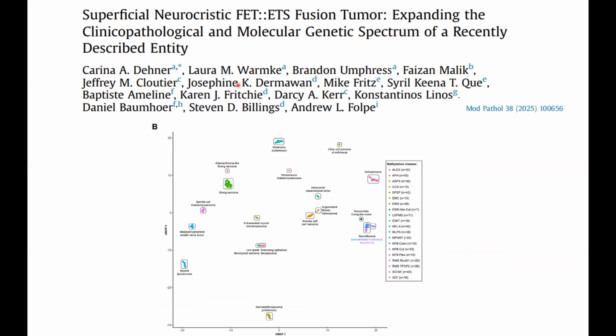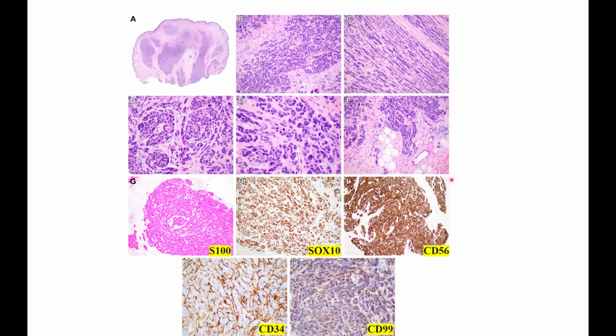Then a second paper followed, which expanded on the fusions, but they all belonged to the FET and ETS families. Some of them were EWSR1-FLI1, EWSR1-ERG, etc., and they all clustered with the neurocystic group of the previous paper. Again, they showed reproducible morphologic findings of round cells with a hyalinized background infiltrating adipose tissue, all diffusely positive for S100 and SOX10. Some of them showed CD99 with a confusing or non-diffuse membranous pattern.